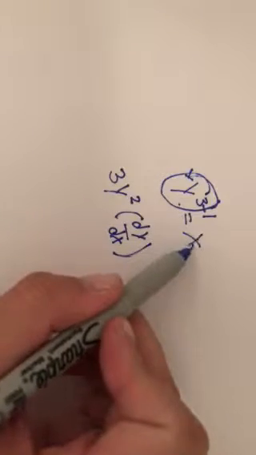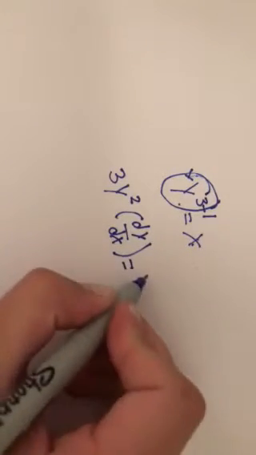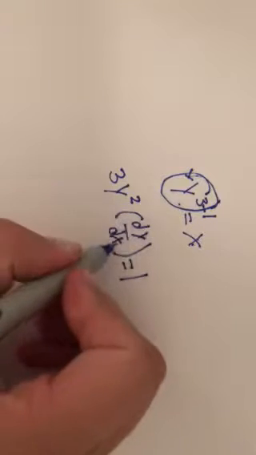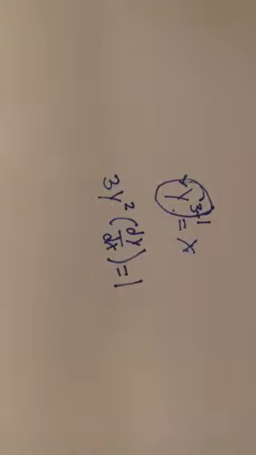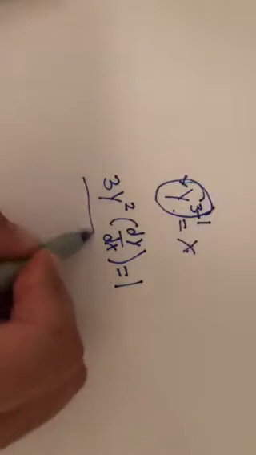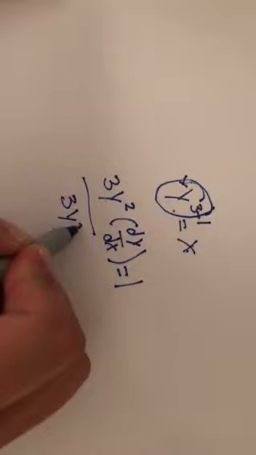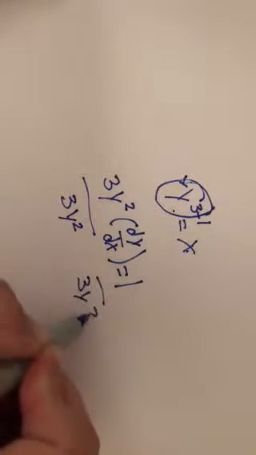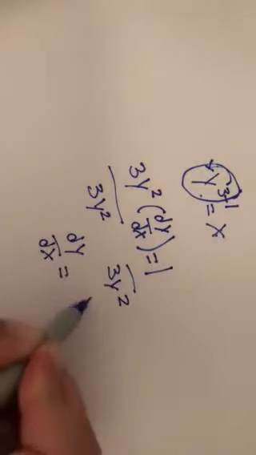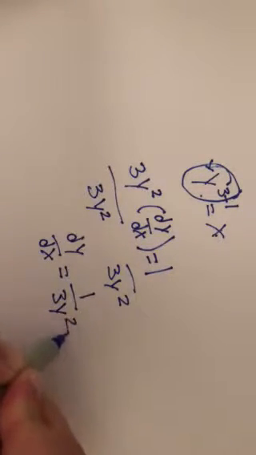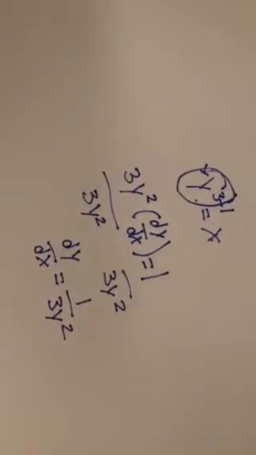Then the derivative of x is just 1, and now we have to solve for dy over dx. That is what implicit differentiation is: what dy over dx is equal to. So we simply divide both sides by 3y squared, and we get that dy over dx is equal to 1 over 3y squared. It's pretty simple. Let's get a harder example. So for our second example, it'll be a little bit more complicated.